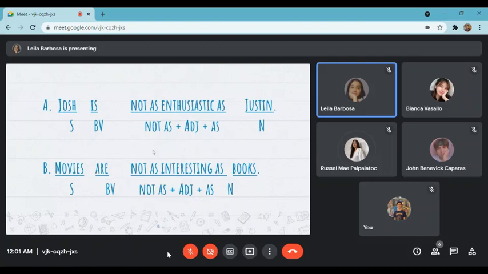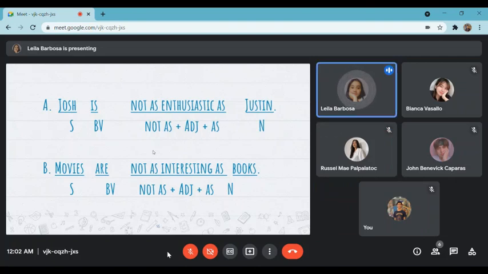Ma'am. Yes, Russell. Josh is not as enthusiastic as Justin. Josh is the subject, is is the be verb, and not as enthusiastic as is the pattern not as plus adjective plus as, and Justin is the noun. Thank you, Russell.